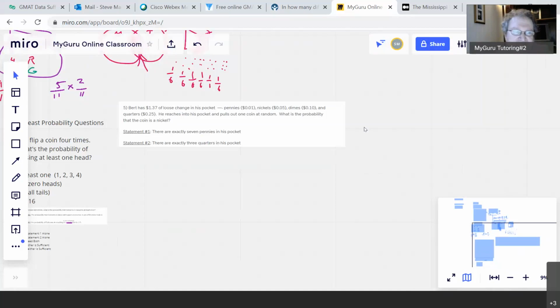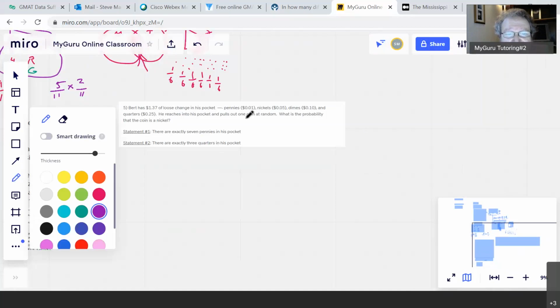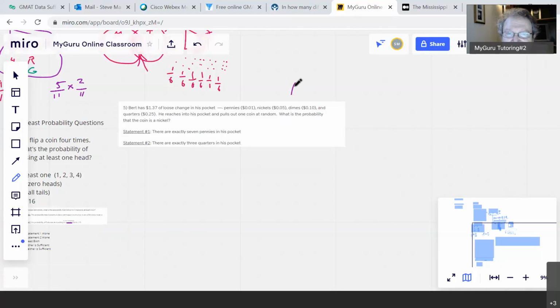All right, let's take a look at statement 1 first. Now, remember, for these kinds of things, you want to simplify as much as possible. You've got loose change. Here they add additional words to explain the currency, but filter out the stuff that you don't need. We're saying we've got one random coin. What's the probability of a nickel? Let's say probability of a nickel.